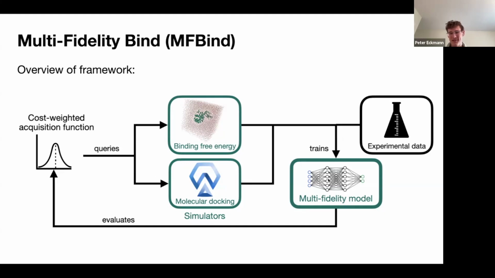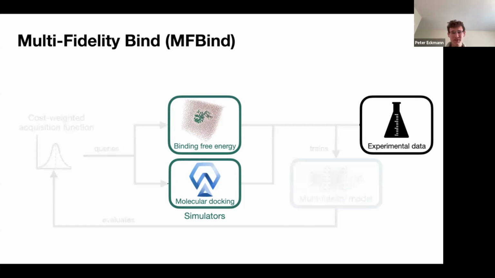And then all this data is used to train a multi-fidelity model. And then this multi-fidelity model is used to evaluate something called an acquisition function, which tells us what compound to query the simulators with next. And then the simulators get run again, and it repeats in this cycle. So first, we'll talk about the environment, which just consists of these simulators and the experimental data.